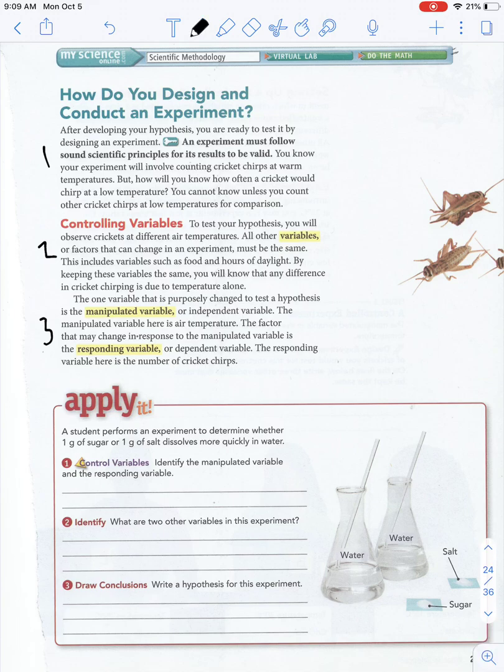So I definitely want to underline this key sentence in bold. An experiment must follow sound scientific principle for its results to be valid. I also know that I want to remember that after you develop your hypothesis, you're ready to test it by designing an experiment. So we need to develop that hypothesis first.